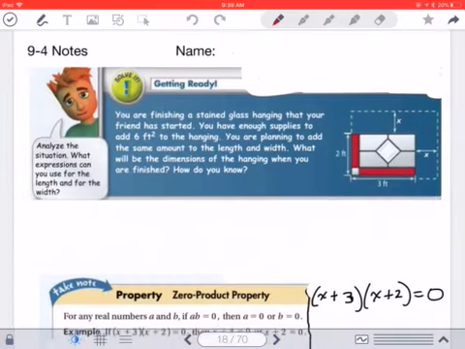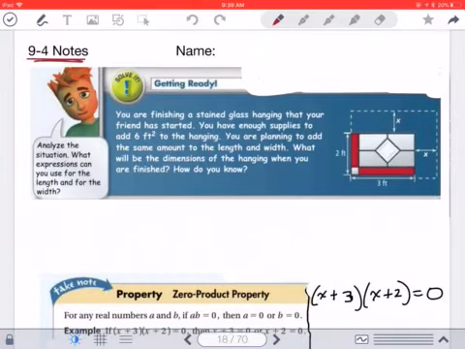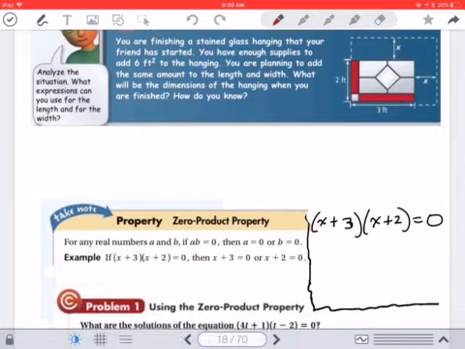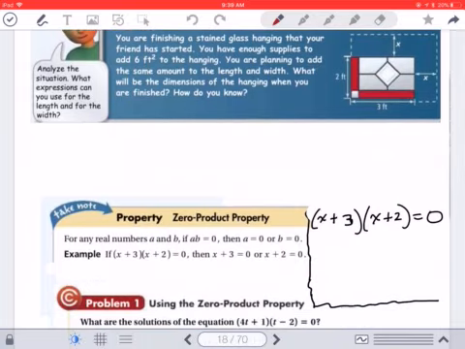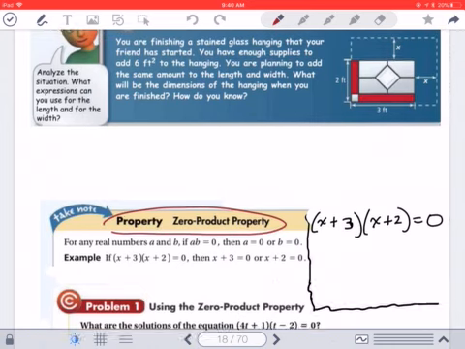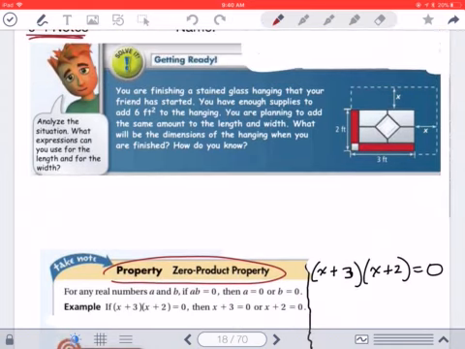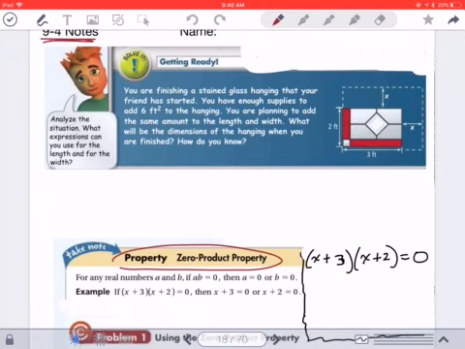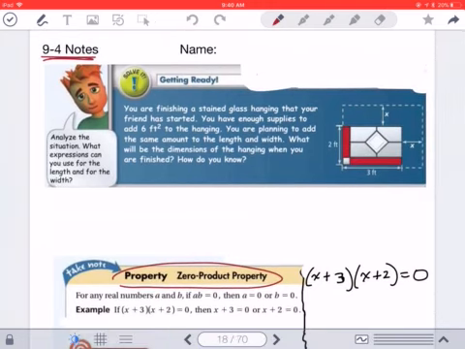All right, in this video we're going to talk about 9-4. So 9-4, there's two things in 9-4. First thing is called the zero product property, and the second one is solving quadratics by factoring. We learned how to factor in chapter 8, and in chapter 9 we also went over it. So today we're going to be solving those.